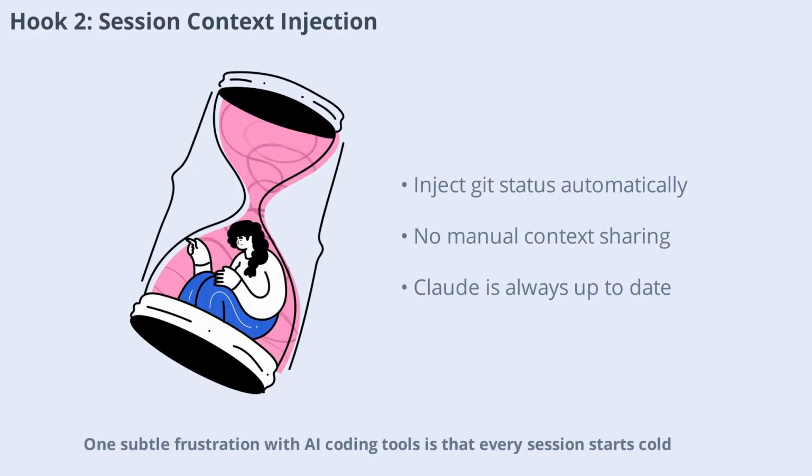One subtle frustration with AI coding tools is that every session starts cold. You know the state of your project, but Claude doesn't unless you tell it. With a session start hook, you can automatically inject context, like the current Git status or a list of active TODOs, before you even type a word. This means Claude is always up to speed, and you don't have to waste time explaining what's going on. It's like picking up a conversation right where you left off.